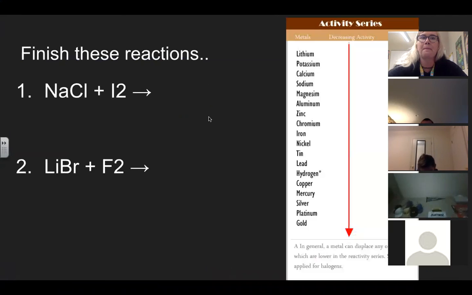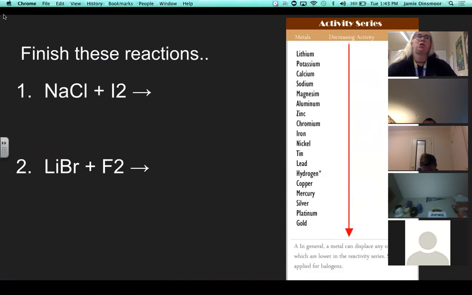So let's review our stuff we learned last week, single replacement reactions. So these 2 reactions, I'm going to give you guys about a minute and a half-ish. Figure out if these reactions would happen.